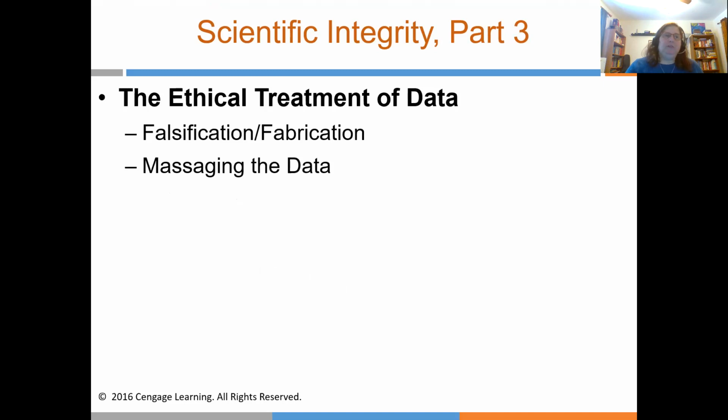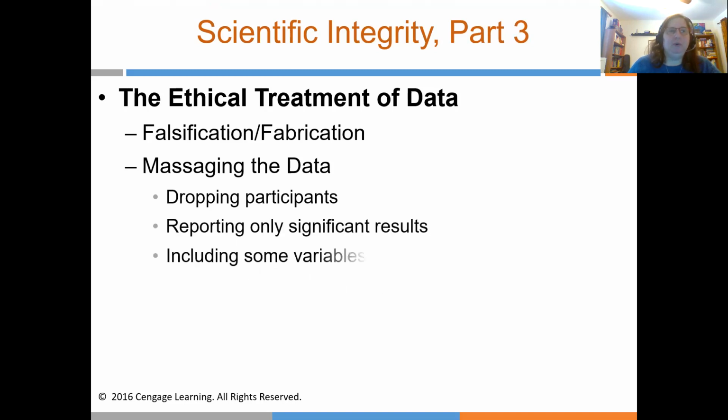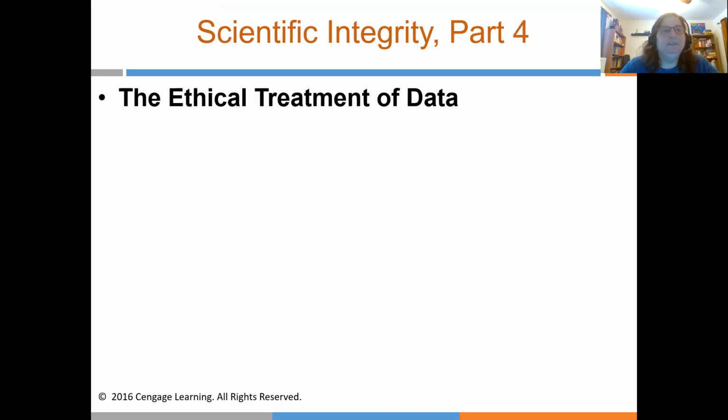Okay. We talked about falsification, fabrication, massaging the data, which can be like dropping participants, reporting only significant results, including some variables but not others. Again, a lot of this, and I think the dropping of participants might be falsification too, but either case, making your decisions a priori helps a lot. Okay.